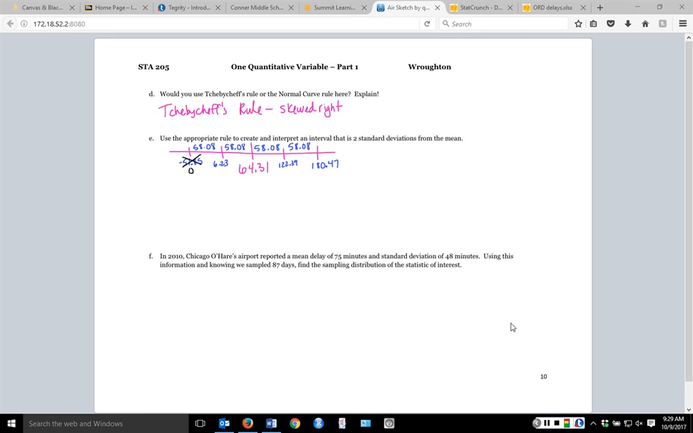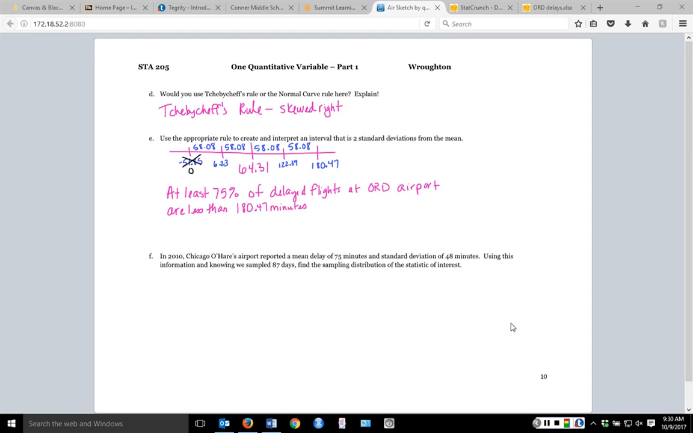So we're using Chebyshev's rule, 2 standard deviations out. Chebyshev's rule starts with that "at least" part. So since we're 2 standard deviations out, it's at least 75% of our delayed flights at Chicago's O'Hare Airport, which is ORD, for those of you that may know that. It's their airport code. Are less than 180.47 minutes, which is roughly 3 hours.